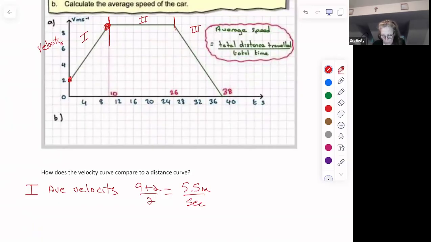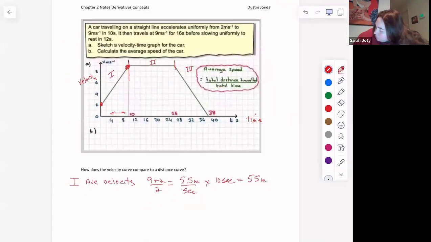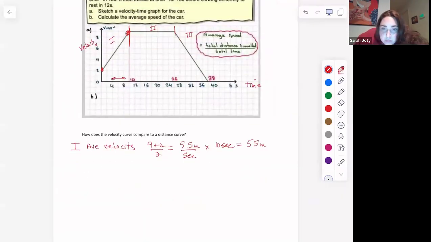How far did I go during that window of time in that block 1? So what would you do? Take that and do what with it? If this is time down here, couldn't you figure out, okay, well, I traveled at that average velocity for 10 seconds. So I'm thinking that I'm traveling 55 meters during that window. Does that make sense? Yeah. And then go to the second one.